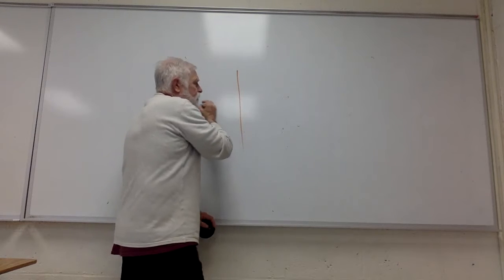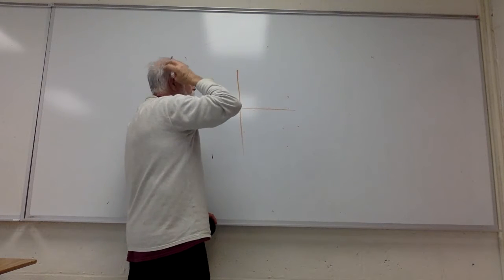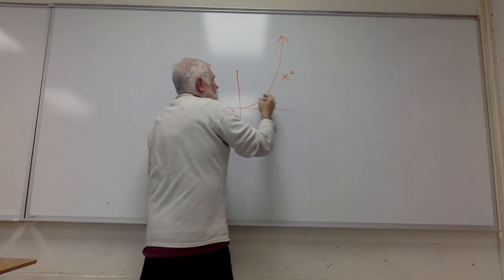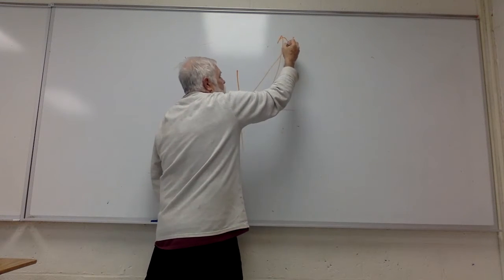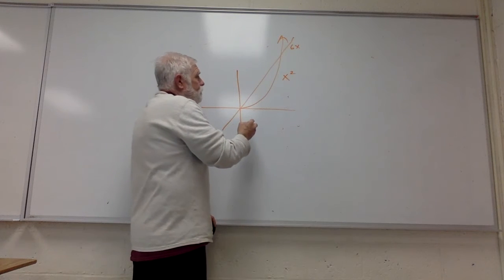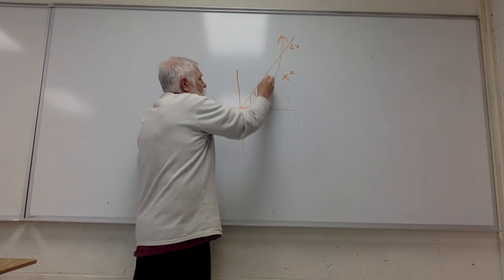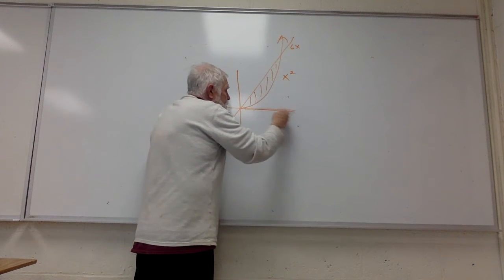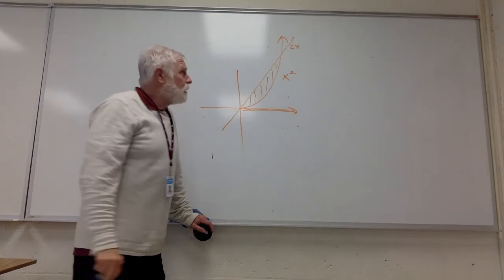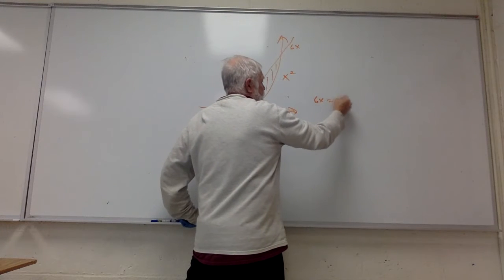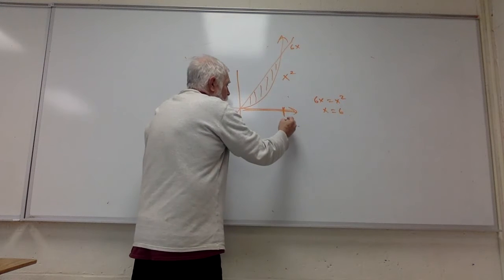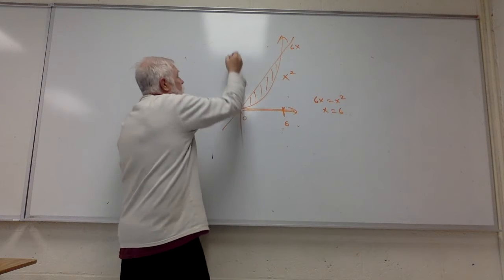All right, so let's look at a function here. Let's look at y equals x squared, and let's look at y equals 6x. Okay, so we've got two functions, and we're going to rotate this area right here around the x-axis. So you pause the video and you try. Well, obviously, you have to solve 6x equals x squared. We can, by inspection, see that that's 6. So we are going to go from 0 to 6. That much we know.